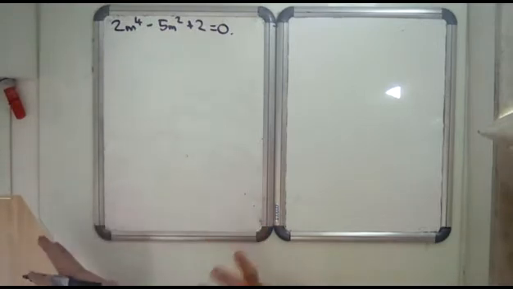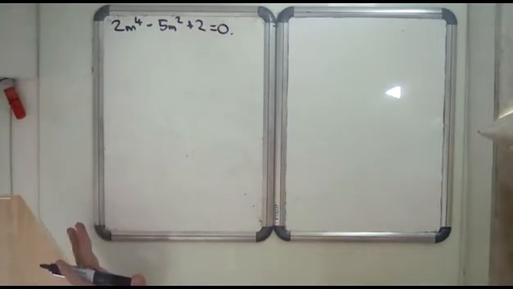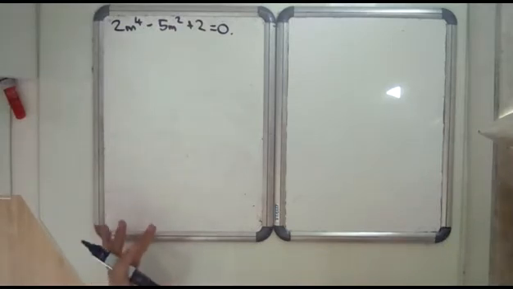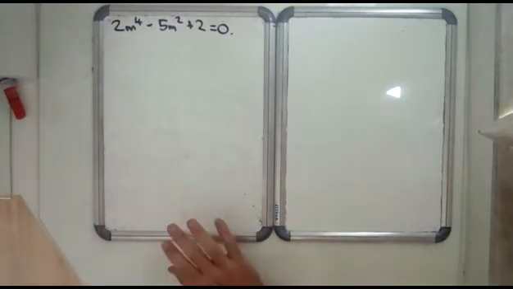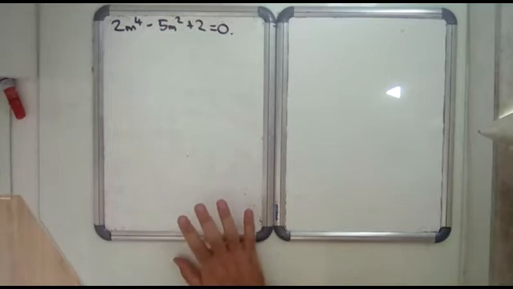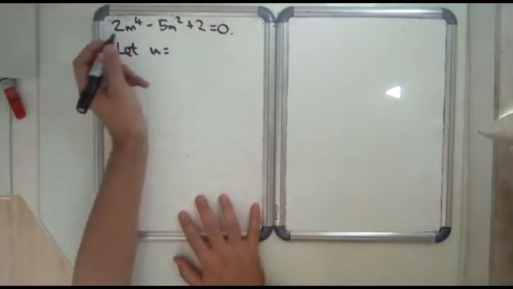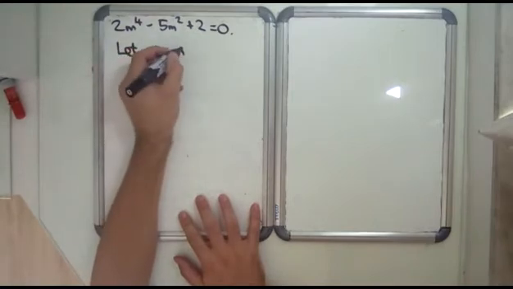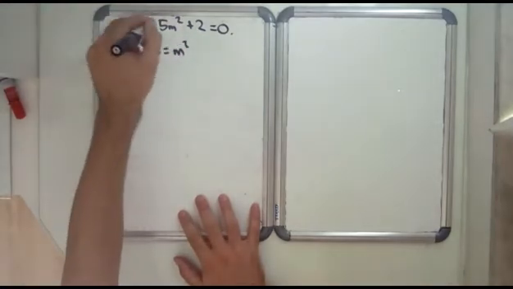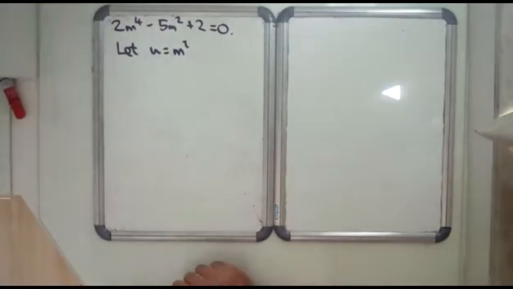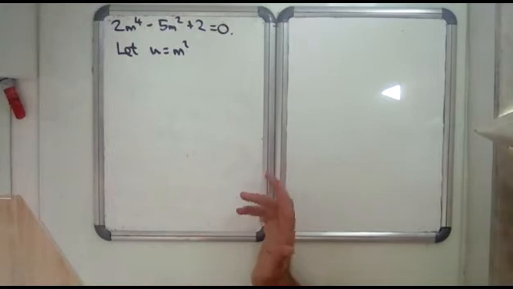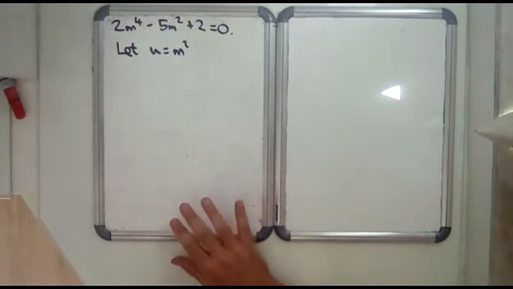Actually, generally, a lot of the time when you use a U substitution, it is for the sole purpose of reducing something to a quadratic equation that you can solve. So in this case, we're going to let U equal M squared, and then we're going to rewrite this whole thing in terms of U. It's like a dummy variable effectively. It's going to enable us to solve the thing using what we know about quadratics.